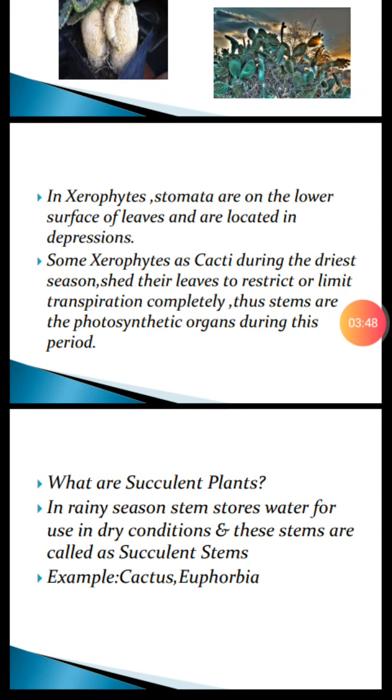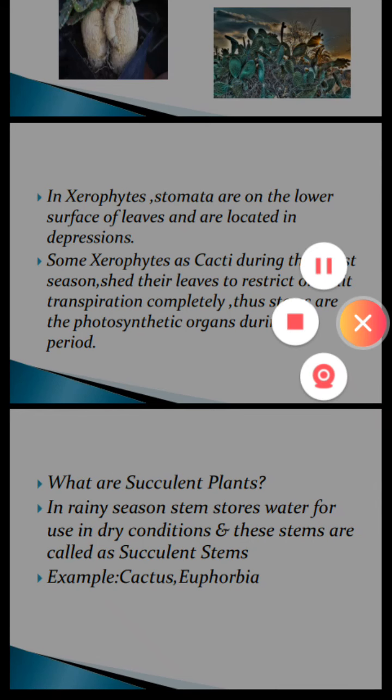There are also some juicy plants, that is, their stem contains some kind of juice or fluid. In the rainy season, stems store water to be used in dry conditions. These stems are called succulent stems, that is, they contain fluid or juice, and examples are cactus and euphorbia.